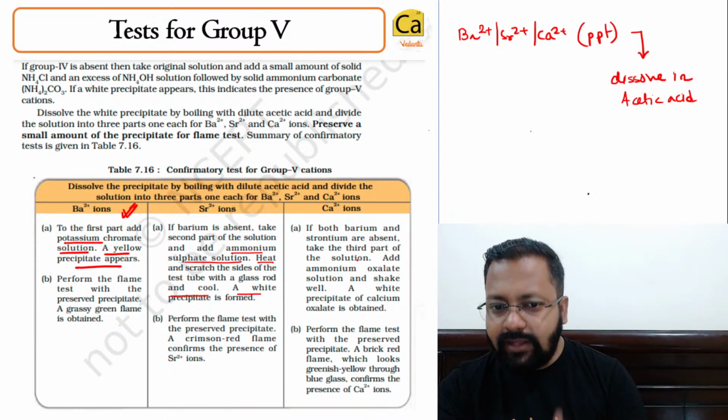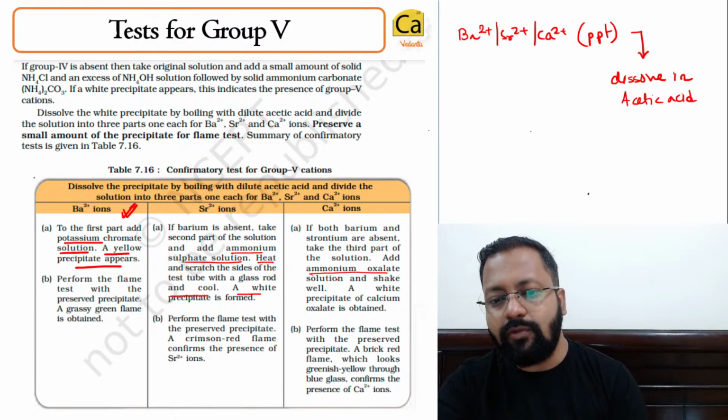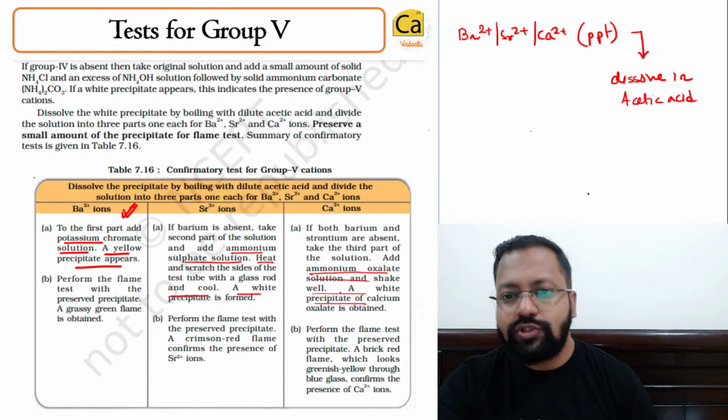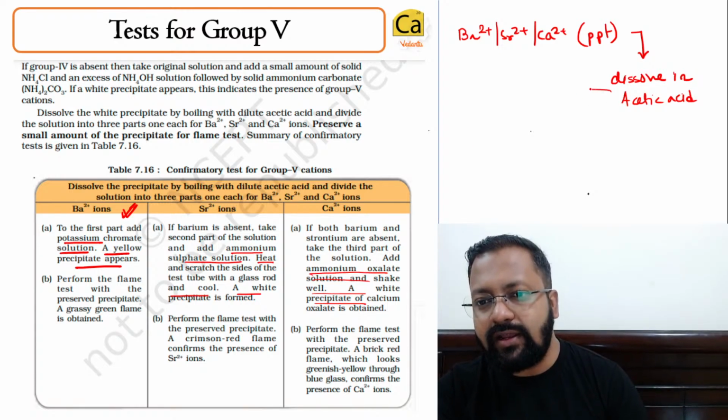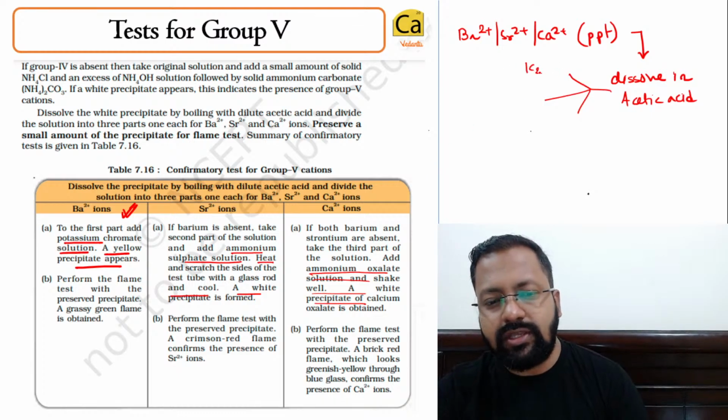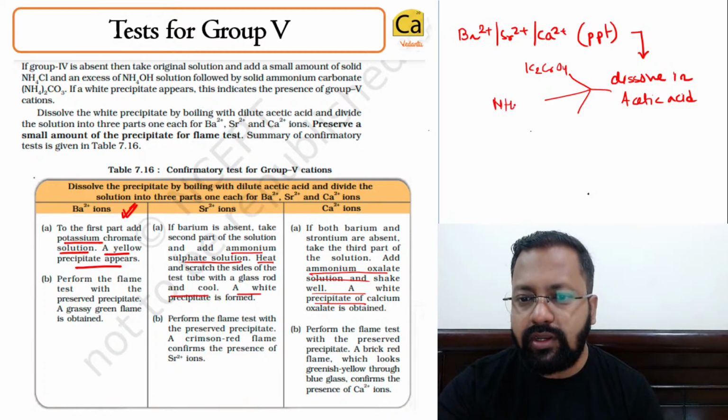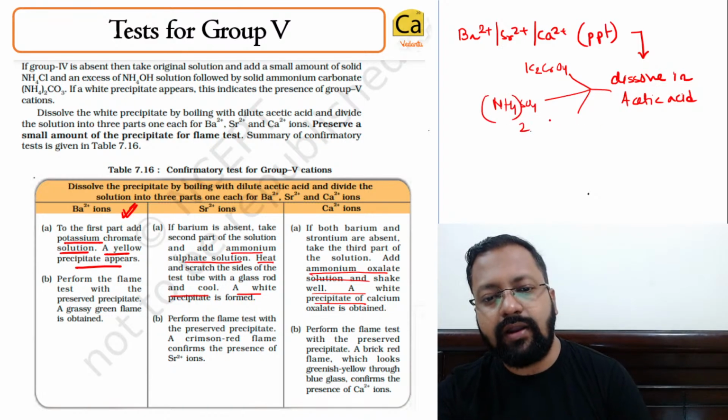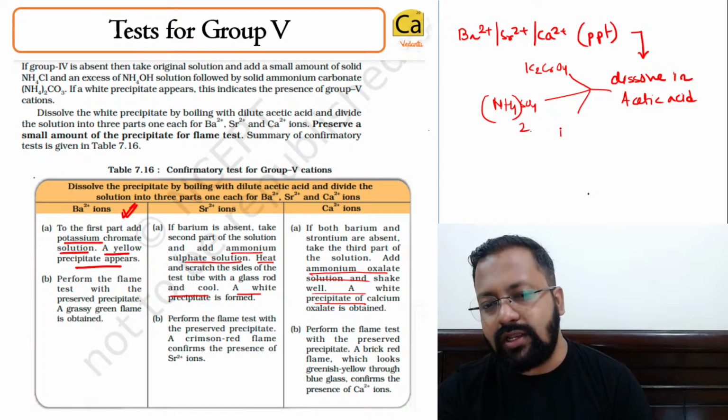Then you take the third part of the solution. The third part is treated with ammonium oxalate. You will get a white precipitate of calcium oxalate. So you have to do 3 things. You have to divide this solution into 3 parts. First part, you add K2CrO4. In the second part, you add ammonium sulfate. And to the third part, you add ammonium oxalate, (NH4)2C2O4.